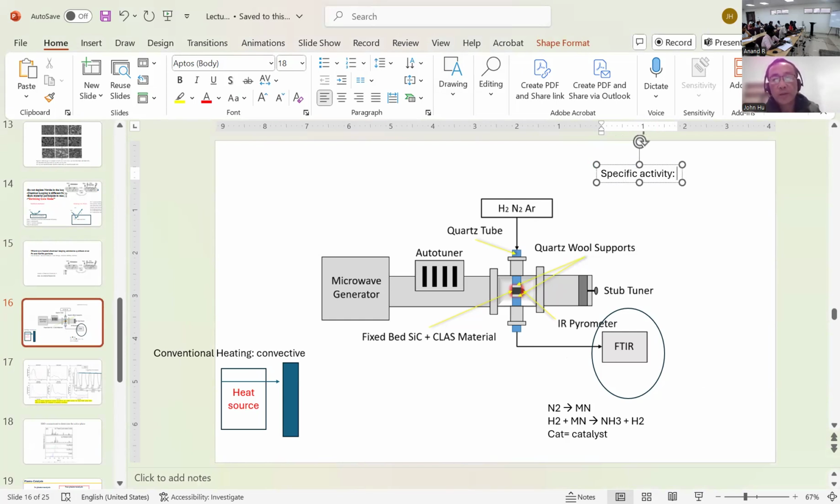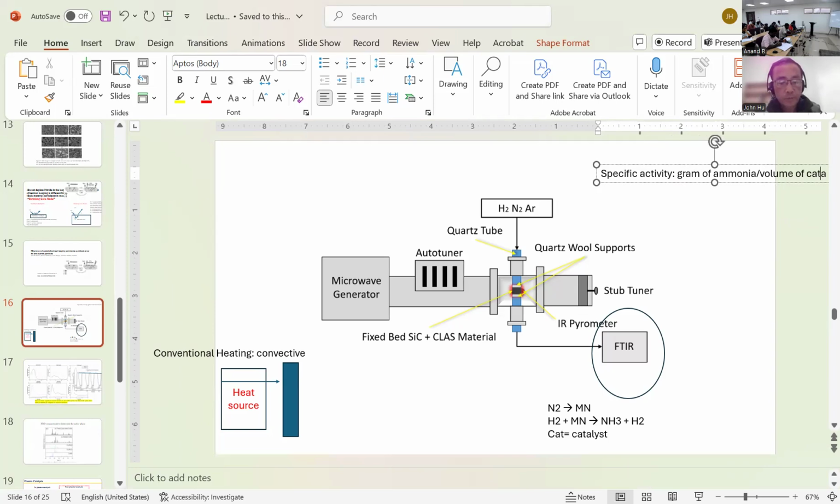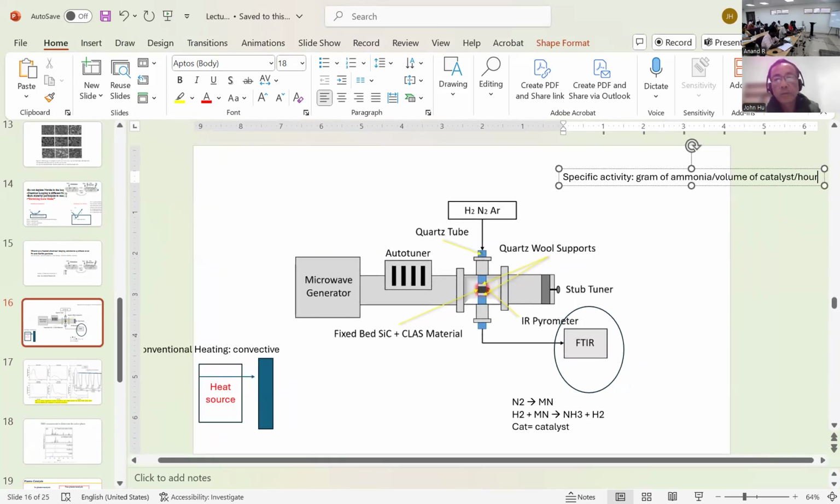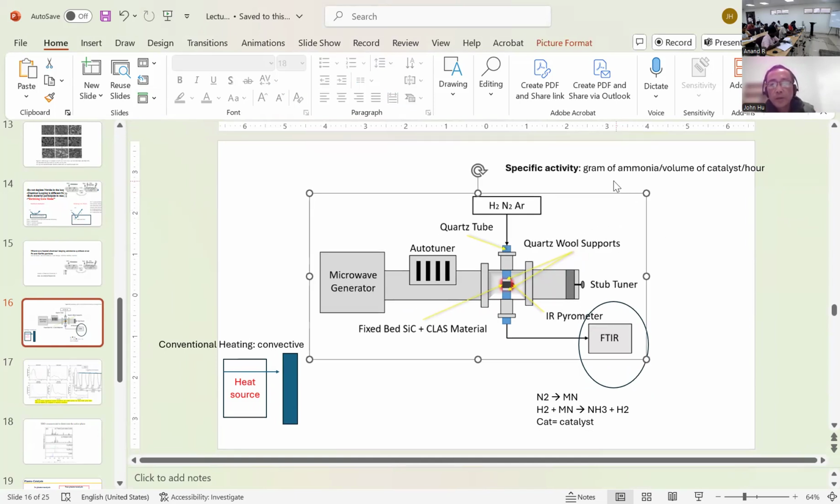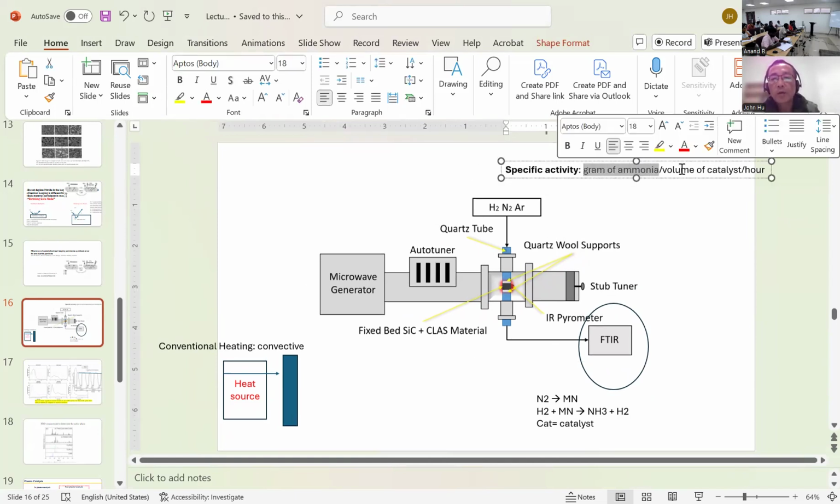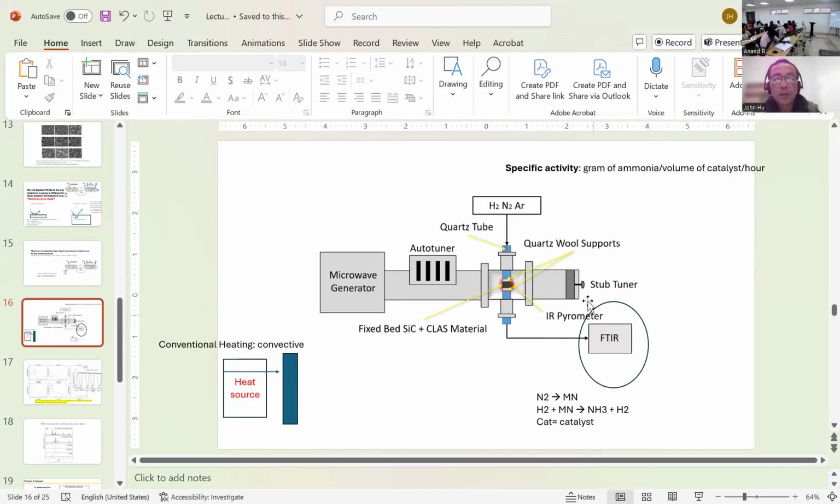You need the data called specific activity. There's a terminology called specific activity, which is defined as grams of ammonia per volume of catalyst per hour. If you use the analyzer to measure the flow rate and conversion, and you know the volume of catalyst, then you obtain the grams of ammonia per volume of catalyst per hour. So that's the basic setup.